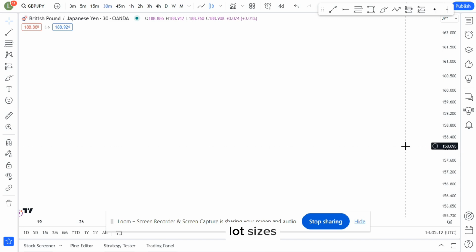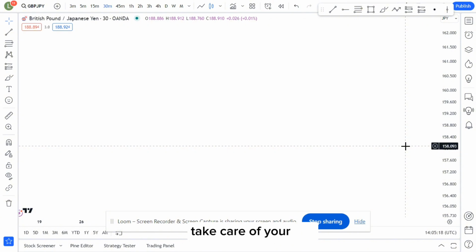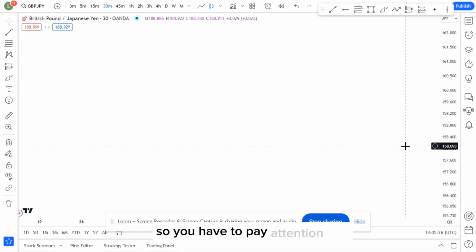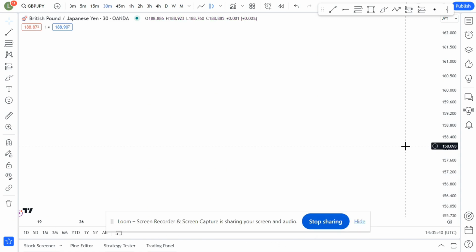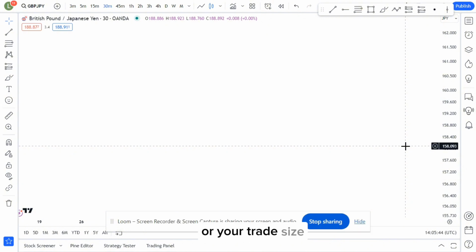Lot sizes. Now, one thing you should know is that lot sizes take care of your risk. It takes care of you in the forex market in total, right? You have to set it before even placing a trade, so you have to pay attention to it before hitting a buy or a sell button. Lot size is basically the amount or quantity of a trade that you bought or sold, or you want to buy or sell. It's sometimes called your position size or your trade size.